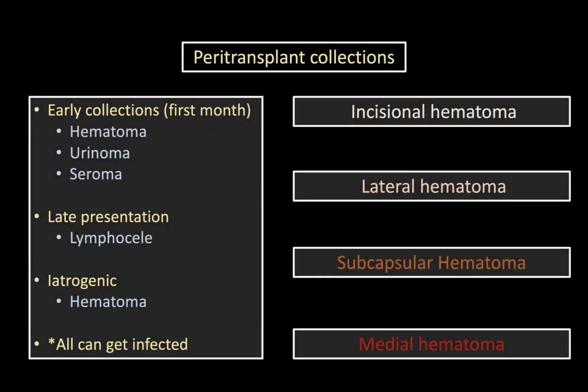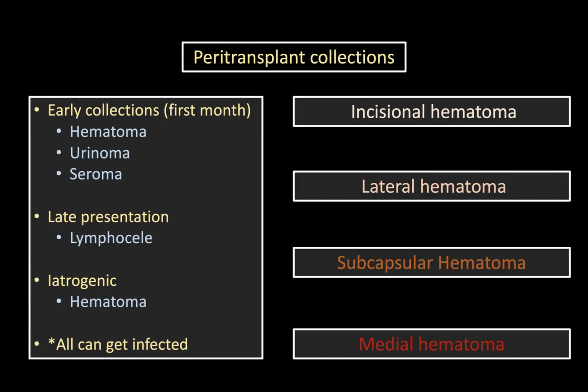Peritransplant collections can be divided into time points. So one of the early collections, those occur within the first month. Those are going to be your hematoma, your urinoma, and your seroma. And then you can get those with late presentations. Those are going to be mostly lymphoceles.